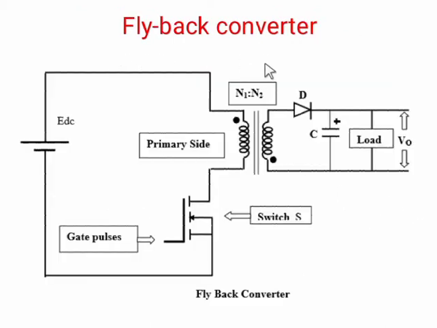So for the flyback converter, this is the basic block diagram. This is the high frequency transformer, which has the primary winding and this is the secondary winding. The number of primary turns is N1, the number of secondary turns is N2, and the primary winding is connected in series with a semiconductor switch like a MOSFET and the input voltage.